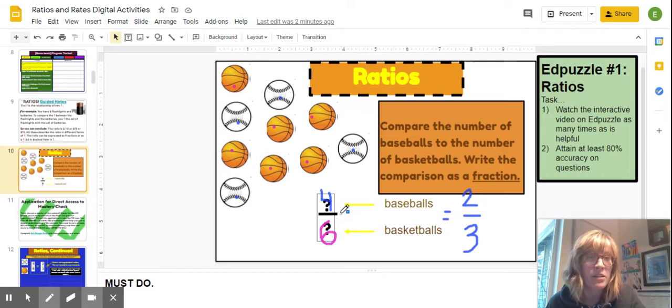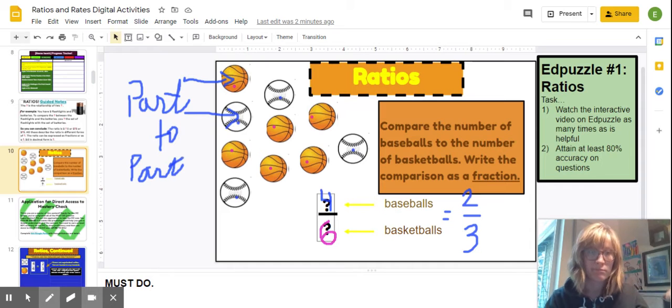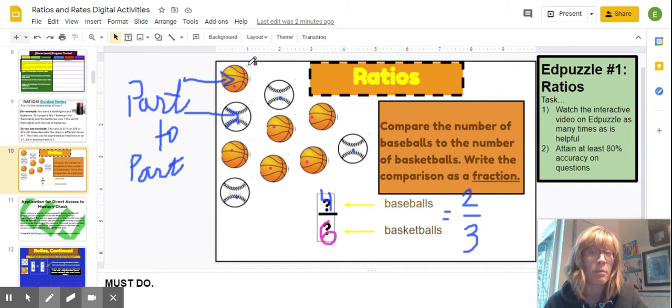This is what we call a part to part ratio, because part of the objects here are basketballs and part of the objects we're comparing are baseballs. So this is called part, P-A-R-T, to part. There's another type of ratio we could explore here, called a part to whole comparison. It's pretty much just what it sounds like. You're now comparing not all the parts to the parts, but the part to the whole. So we might say, how many basketballs are there compared to the total amount of balls?